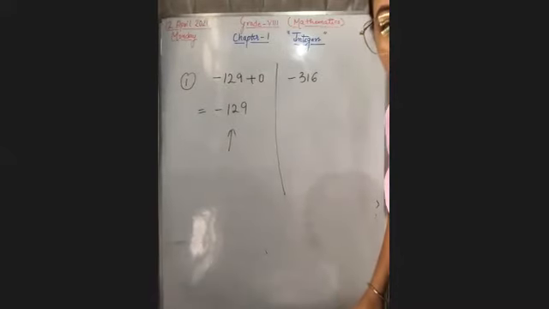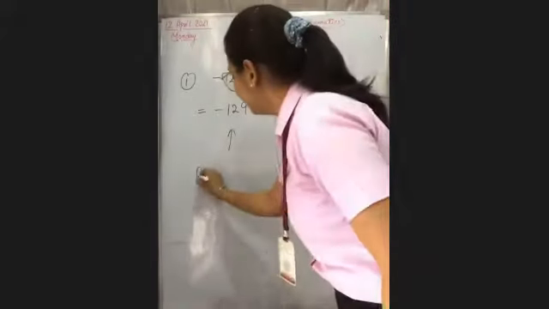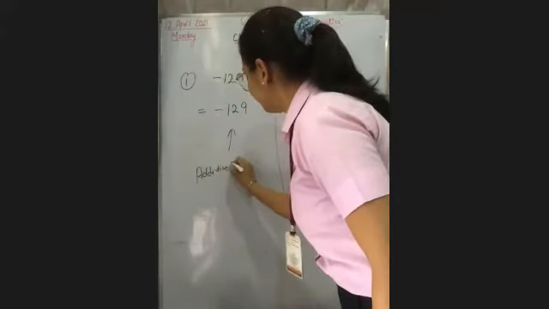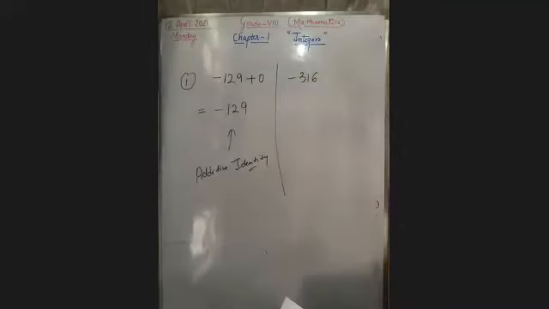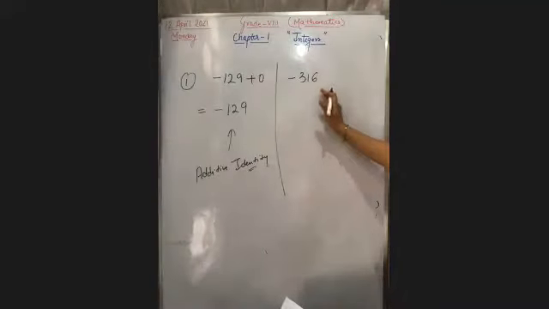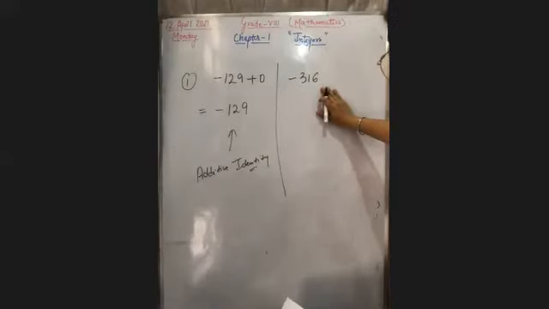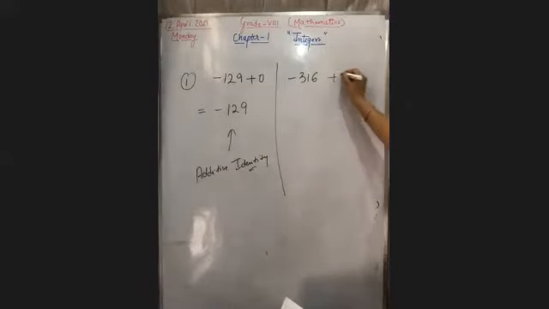Very good. Identity. This is the additive identity. Excellent. Right? So here comes this question. Minus 316. Please tell me the inverse of minus 316. Very good. That is equal to plus 316.